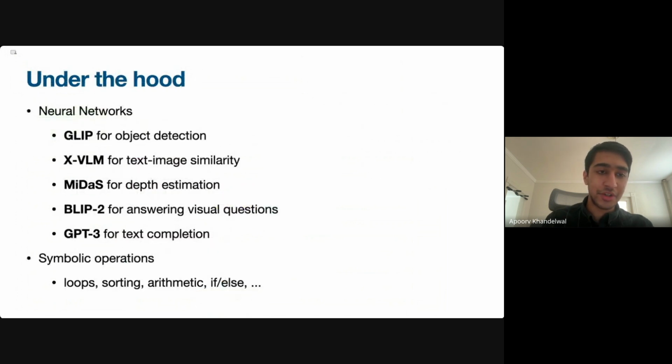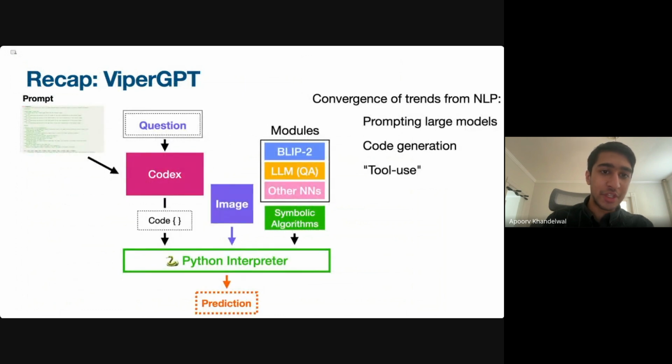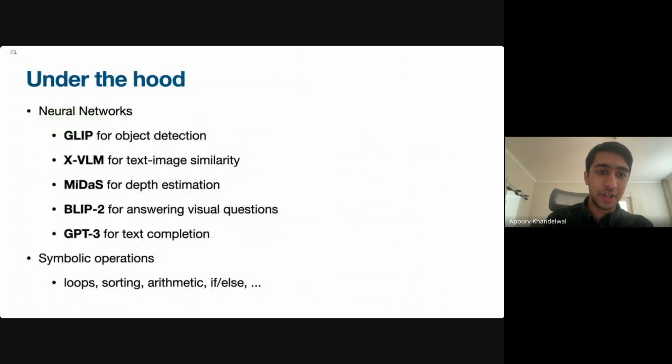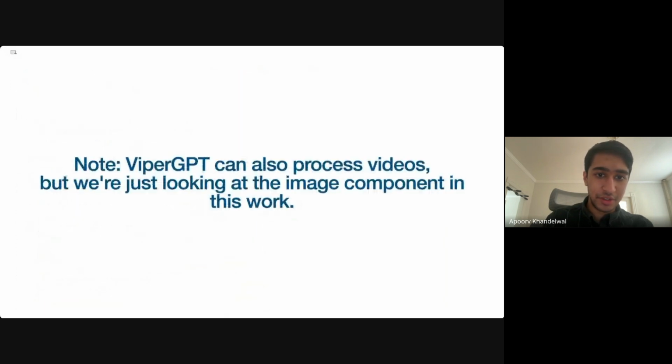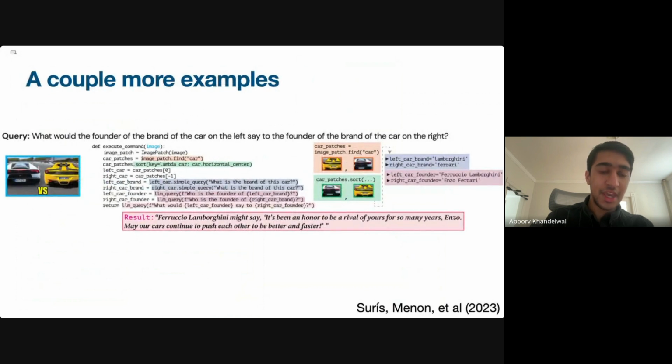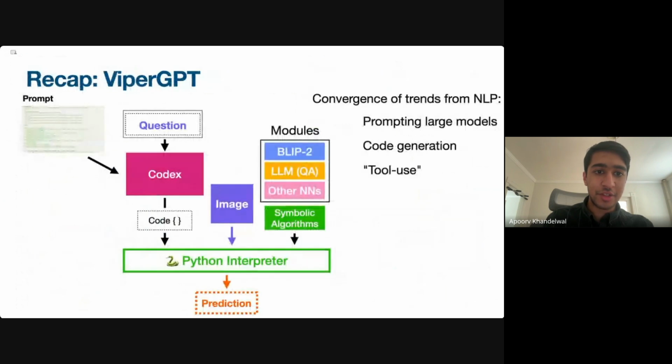Altogether, how that works is you have a prompt that says how to decompose a question into code, and you give it to Codex. You also give it the question of your interest. Together that generates this code, called execute command, like in this example. Now you have some Python code that you can actually run with the Python interpreter, as long as you have an implementation for that image patch API.